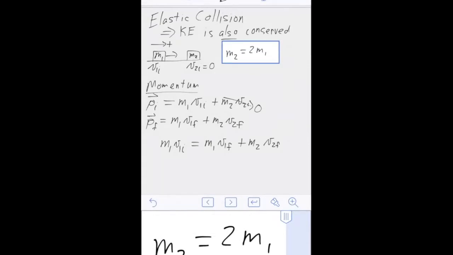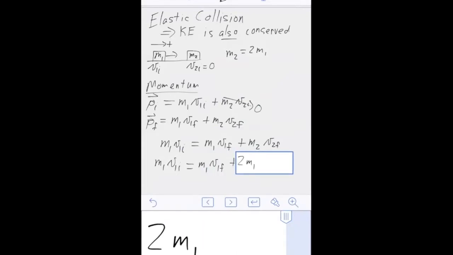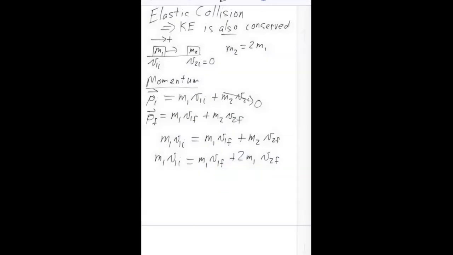So we can remember that M2 is twice M1. So we can use that information down here. Let me write that again. M1 v1I is equal to m1 v1f plus 2 m1 v2f. And if we look at that, there's a factor of m1 in every term. So if I divide both sides by m1, that's going to cancel out. So I'll go ahead and cancel that out all the way through.